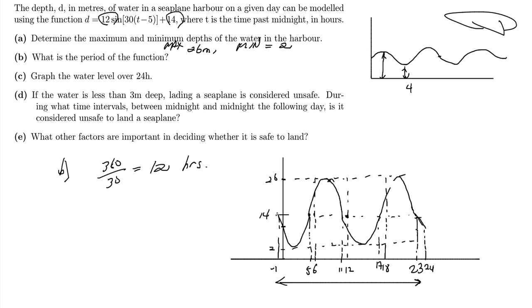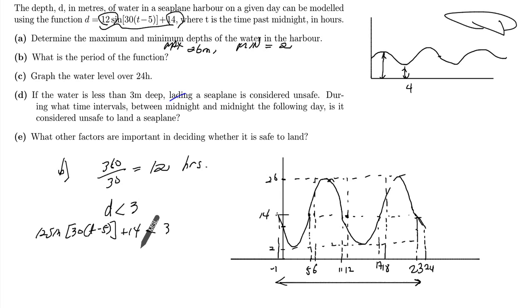Part D, if water is less than 3 meters deep, landing a seaplane is considered unsafe. Note the spelling error here. During the time interval between midnight and midnight of the following day, is it considered unsafe to land the seaplane? When is D less than 3 meters? 12 sine(30(t minus 5)) plus 14. When is that less than 3?